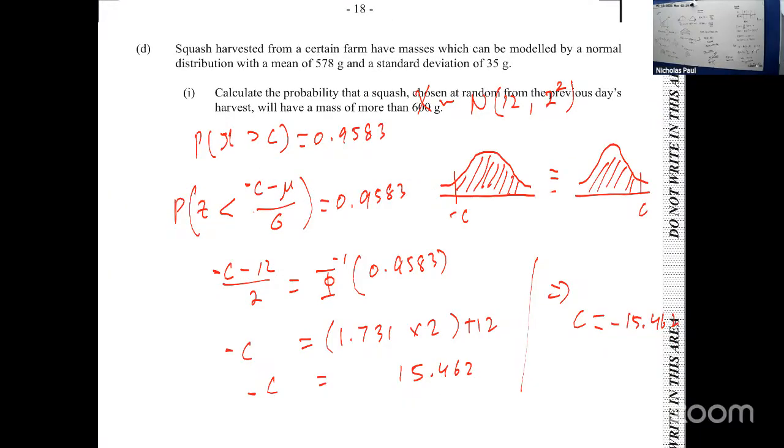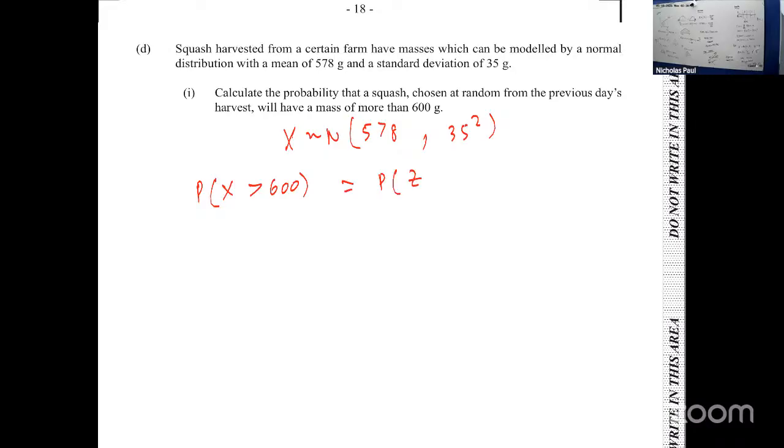And last part, part D. Squash harvested from a certain farm have masses which can be modeled by a normal distribution with mean 578 and a standard deviation 35. Calculate the probability that a squash chosen at random from the previous day's harvest will have a mass of more than 600. So the first thing we do is standardize.